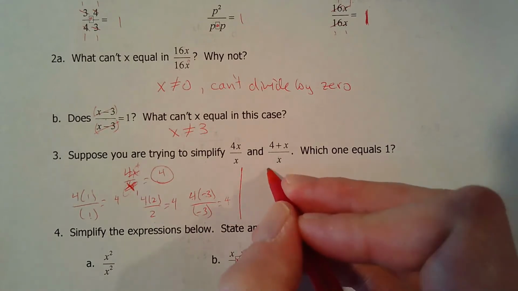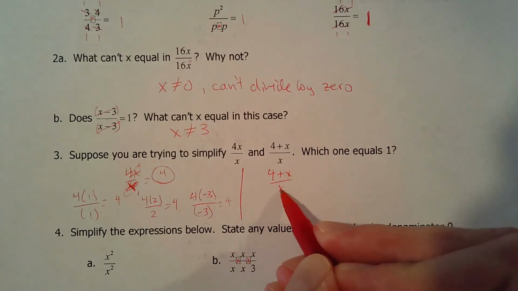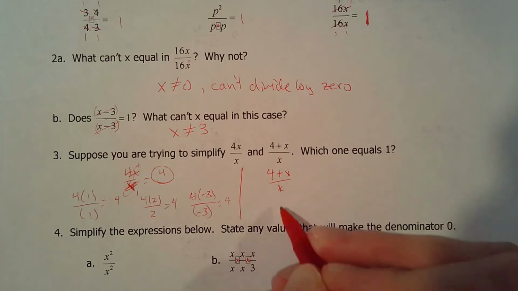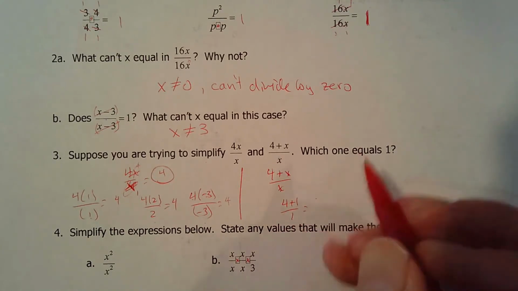That's okay. What some students get in trouble with is they look at here and say x divided by x is 1, so they want to cancel those out. Okay, so let's do this. Let's plug in 1. 4 plus 1 divided by 1, that'd be 5.